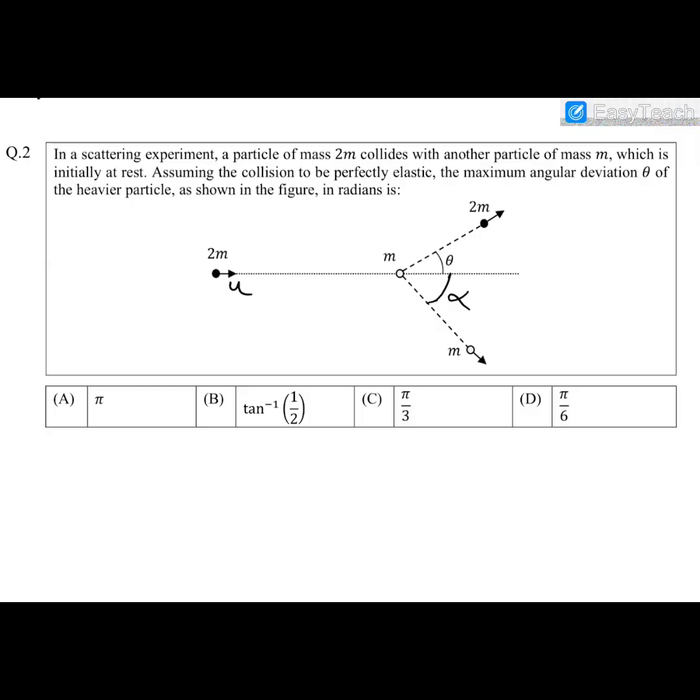So what we'll do, we'll first of all conserve the momentum in x direction.